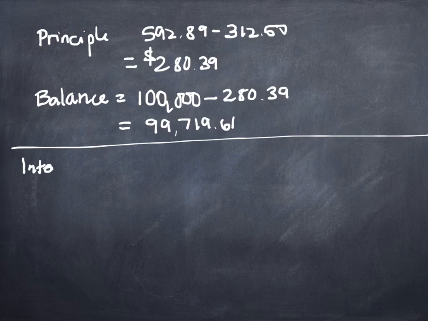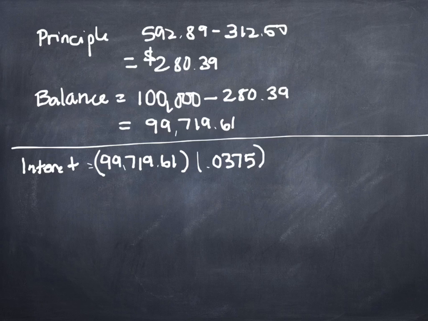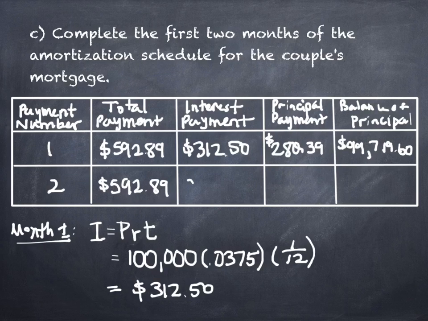So my interest this time, found the same way, takes the principal, which is no longer $100,000, it's actually $99,719.61 now, and multiplies it by the interest rate, 0.0375, and again the amount of time is 1/12 of a year, since it's 1 month. This ends up being $311.62. So my interest payment the second month is $311.62.